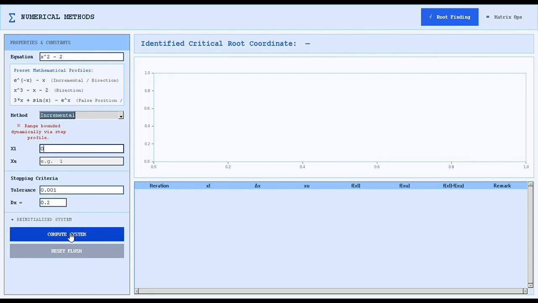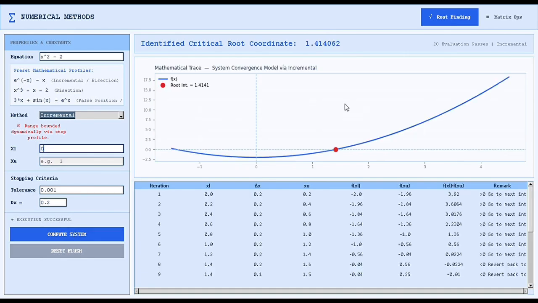The incremental search walks forward along the function in equal steps until it detects a sign change, which tells us if a root is nearby. Think of it as the scout. It doesn't refine the answer itself, it locates where to look.